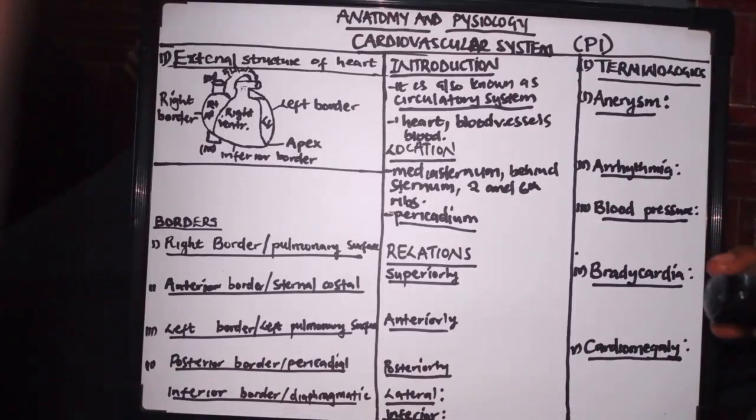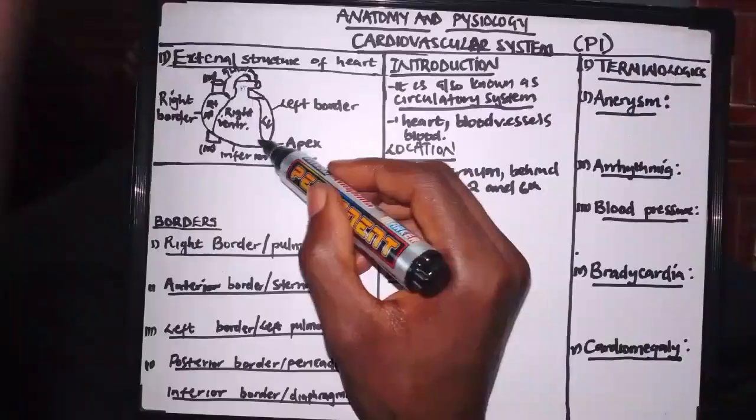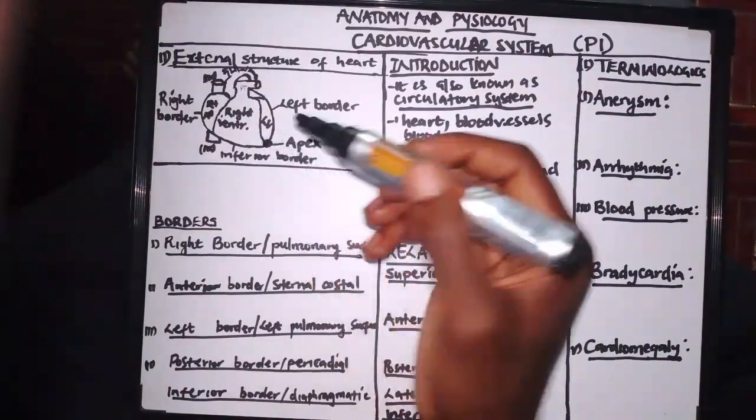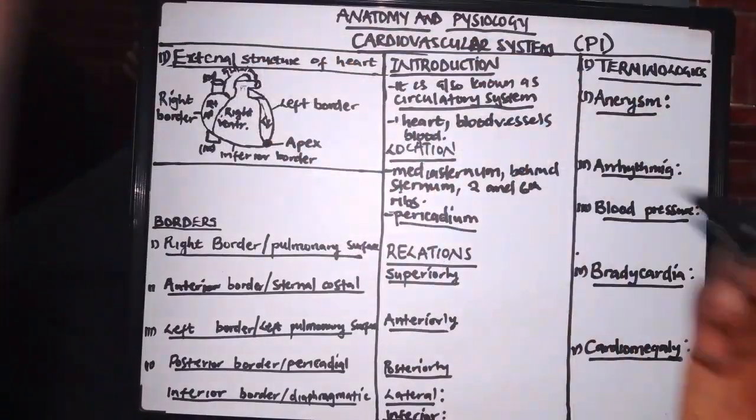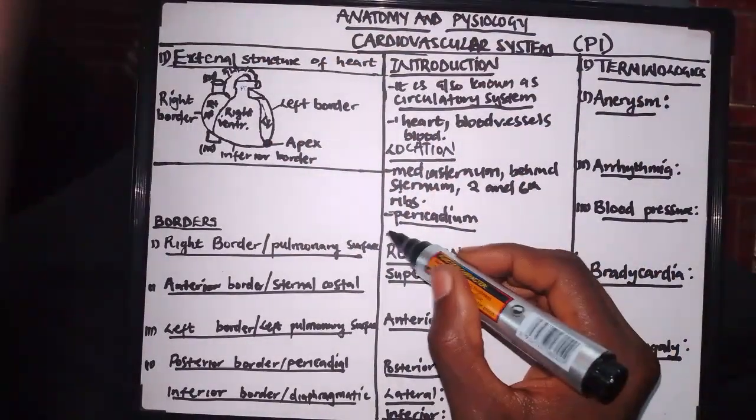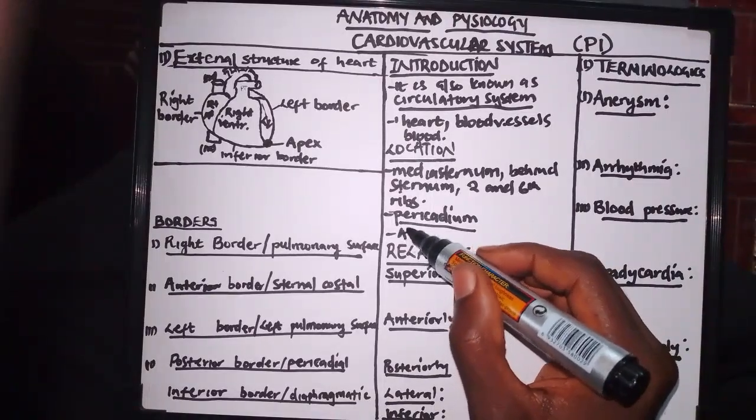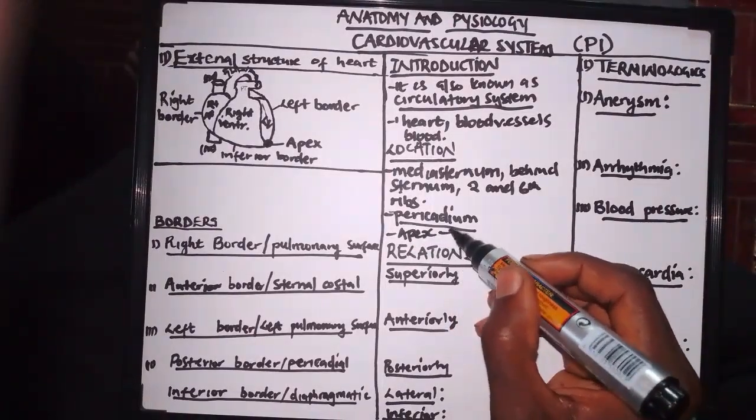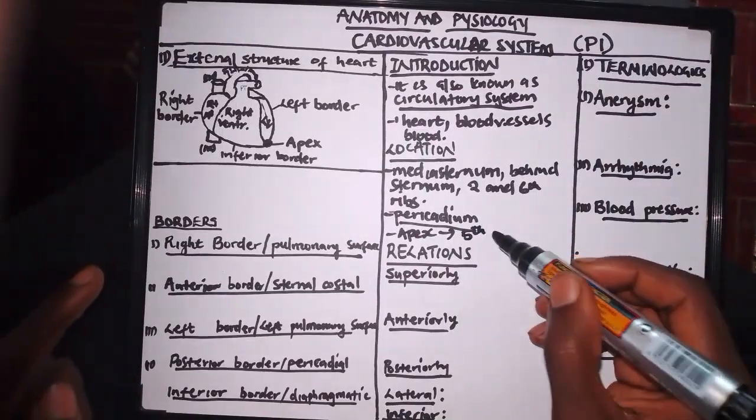The last thing you need to know on the location of the heart is where the apex is located. So what is the apex? If you look at the diagram, the apex is this part of the heart which joins the left border and the right border. The apex is located at the fifth intercostal space.